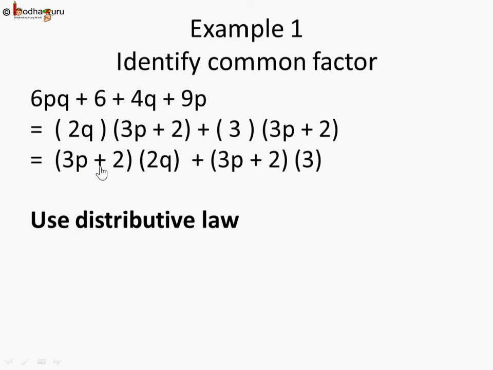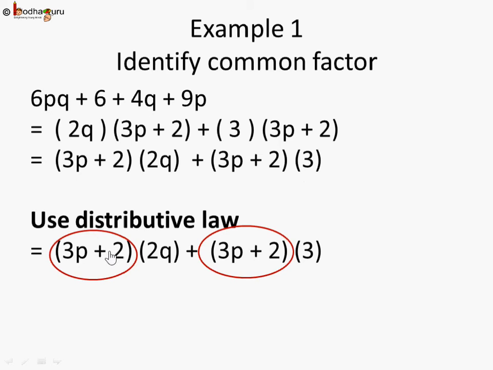So we can now think of A into B plus A into C. We can apply the distributive law where A is 3p plus 2. A is the same across both the terms and B is this, C is this. We can write it as A into B plus C. That is 3p plus 2 in brackets 2q plus 3. Because A is not just a single variable or constant, it's an expression in itself, we should write a bracket here.